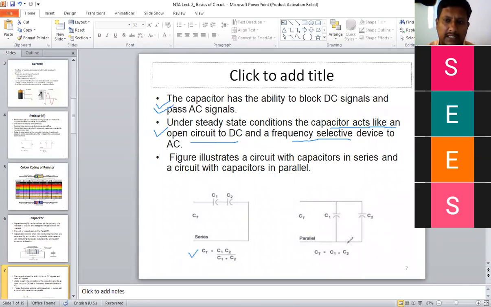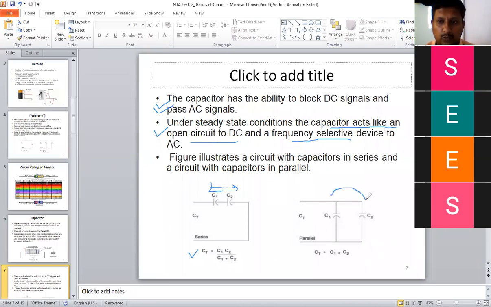If two capacitors are connected in parallel, how do we find the equivalent capacitance? If you observe the diagram as well as the equations, it is exactly opposite to that of a resistor. So here two capacitors, C1 and C2, are connected in series. To find the CT, the total equivalent capacitance, you have to take C1 into C2 divided by C1 plus C2. Exactly opposite to resistance.